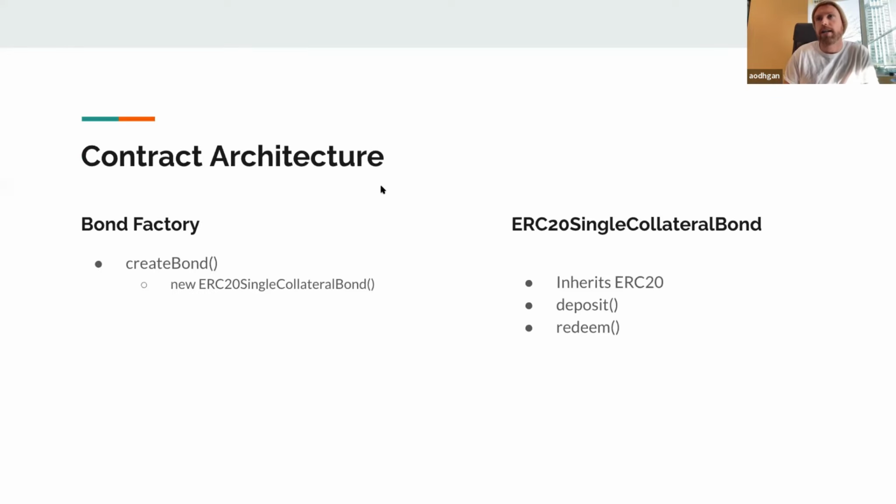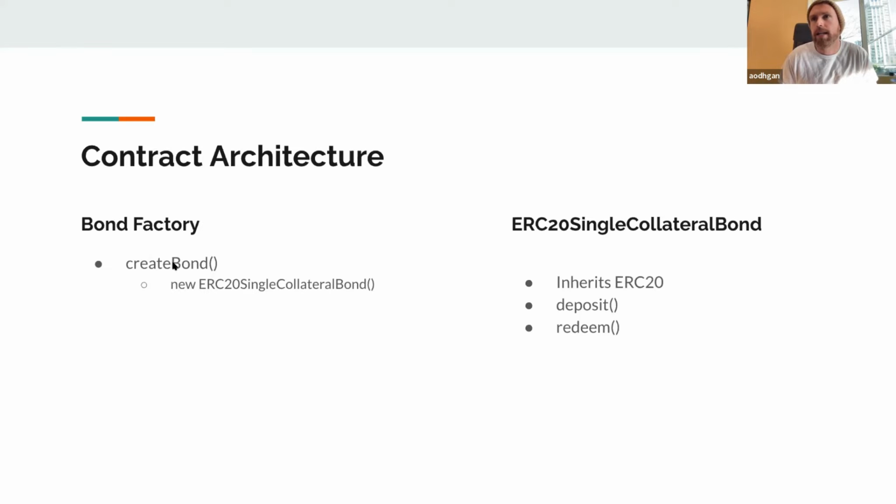So just the contract architecture. It's, I would say, a medium-sized complexity system in terms of smart contracts. But the two important smart contracts are the bond factory, which has the create bond method on it. So this will actually create a bond, and each performance bond is its own smart contract.